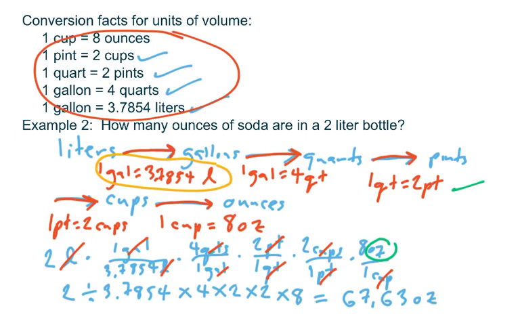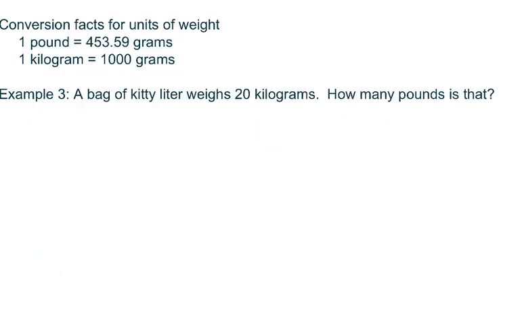All right, let's do one more. This one involves weight, and I do have in the middle of this one a metric to metric conversion formula. Again, we're going to look at metric to metric more later, but I needed this particular one to get the chain all the way where I need it. A bag of kitty litter weighs 20 kilograms. How many pounds is that?